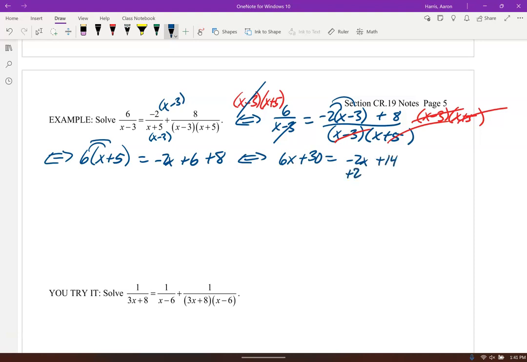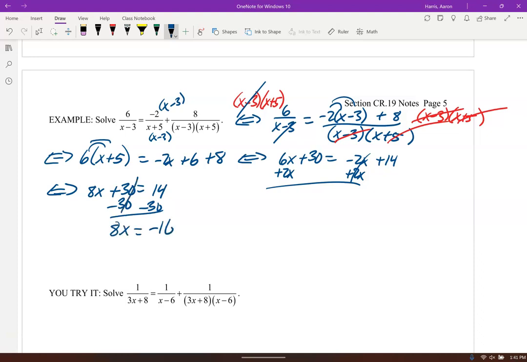Now I'm going to solve for x. So this is 6x plus 2x. I got 8x plus 30 equals 14. Again, solve for x. Divide by 8. So I get negative 2. Check it in the original. Make sure x can't be 3. X can't be 3. X can't be negative 5 either. So that negative 2 works out for us.